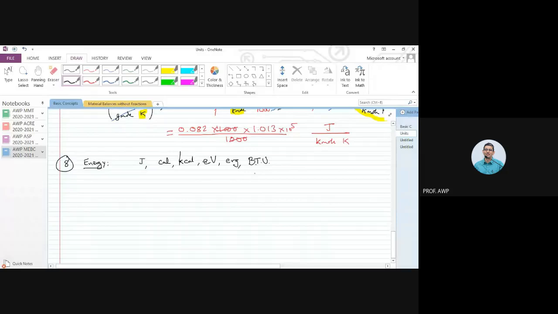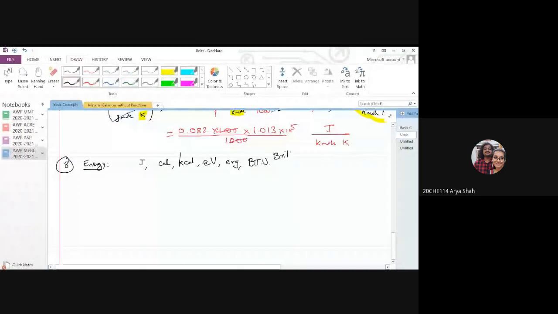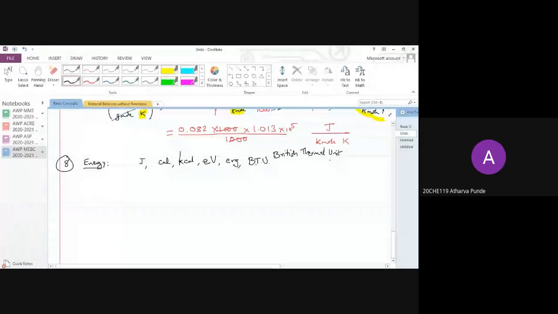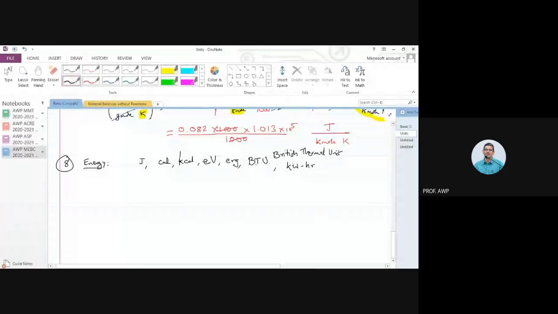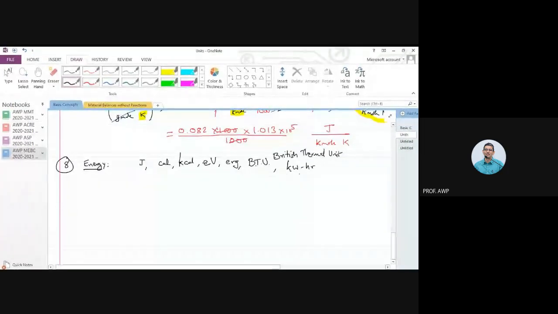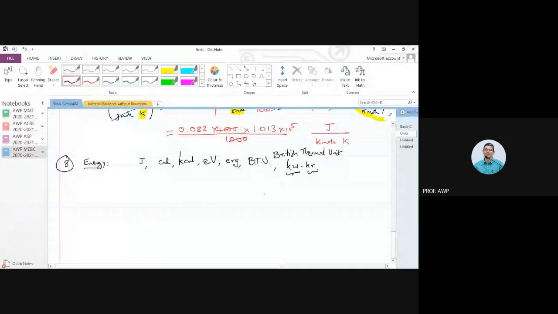Heard of this? It's called the British thermal unit. Kilowatt hour. Very nice. Kilowatt hour, a unit of power and a unit of time. So you will know the conversion, very straightforward.